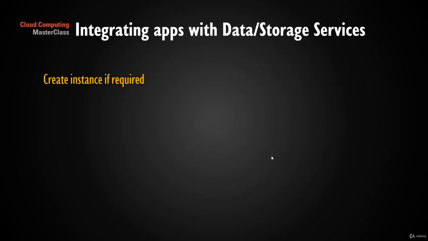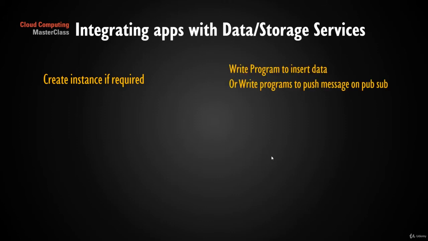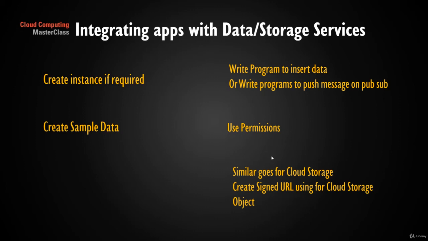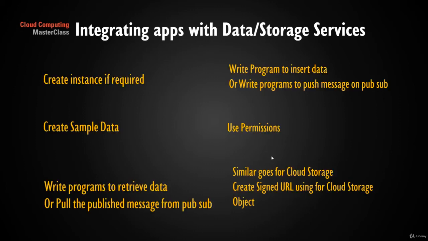So majority of the time what we are going to do is create an instance if it is required for that particular data type, write a program, insert data, or write a program to push a message onto Pub/Sub, create sample data, use permissions, and write a program to retrieve data or pull the published message from Pub/Sub. Similarly for Cloud Storage, create a signed URL for your Cloud Storage object.